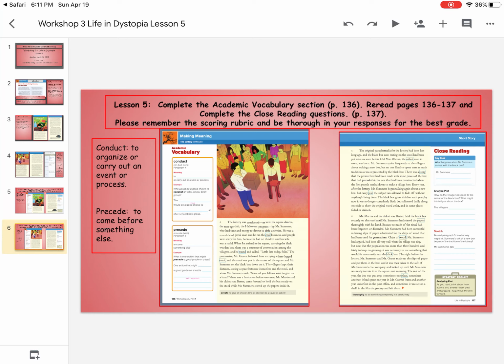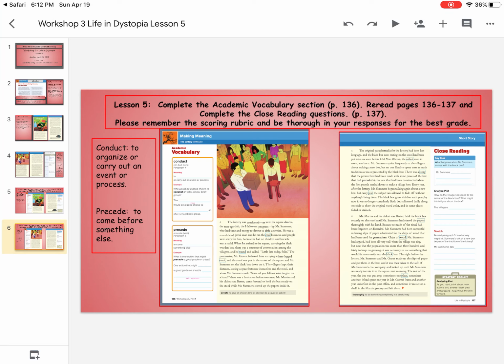But first, let's look at page 136. The two vocabulary words that we're looking at today: the first is conduct. To conduct means to organize or carry out an event or process. So sometimes in Read 180, when I conduct a class discussion, I make sure everybody is ready and paying attention and is ready to speak or contribute to the discussion themselves. So again, I want you to fill in, to conduct means to organize or carry out an event or process.